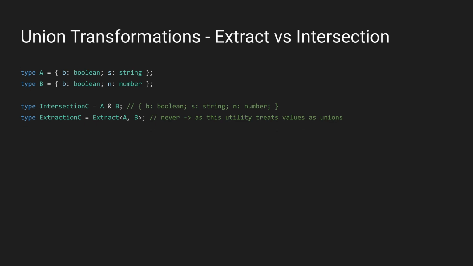While intersection might be considered to be the same mechanism, it's not. The usage of Extract forces logic to look at the arguments as unions. The difference becomes noticeable when dealing with object types. The intersection of types A and B is a combined object, while Extract produces never. The Extract operator looks at the object as a union of one type. The A and B unions do not have any common type, so the result type is never.